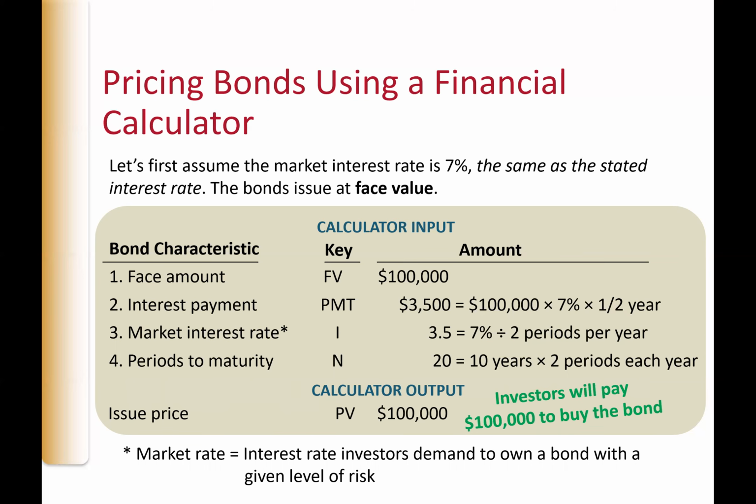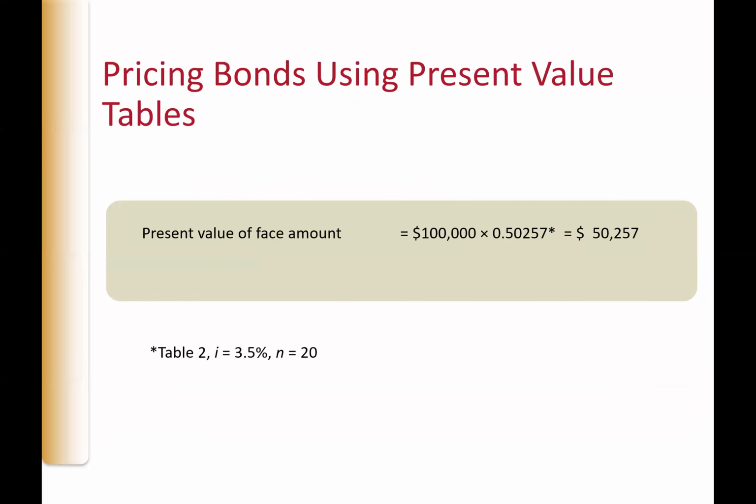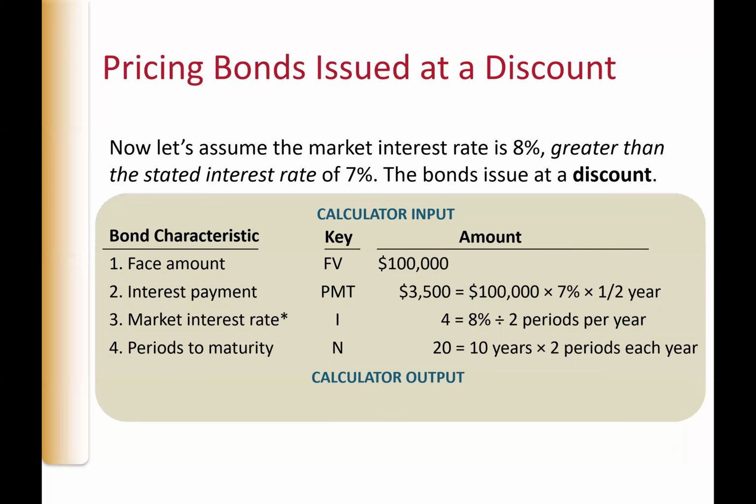So we talked about a couple different scenarios. When the stated rate is the same as the market rate, then bonds are issued at face value. And then we talked about when the market rate is greater than the stated rate, bonds are issued at a discount.